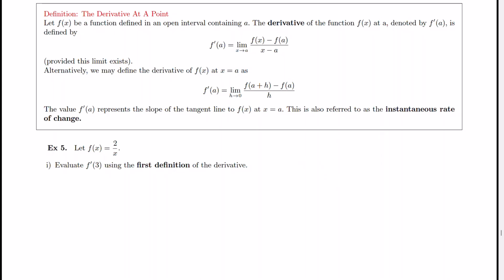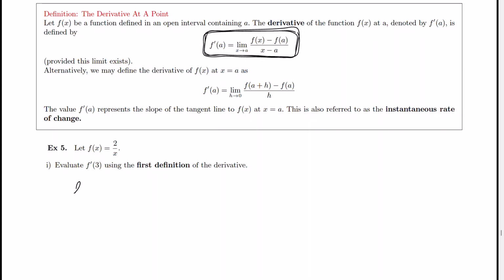So with that in mind, let's take a look at example 5, which gives us a function, and it's asking us to find f prime of 3 using the first definition of the derivative. So they want me to find the derivative using this definition, the first one in the box.